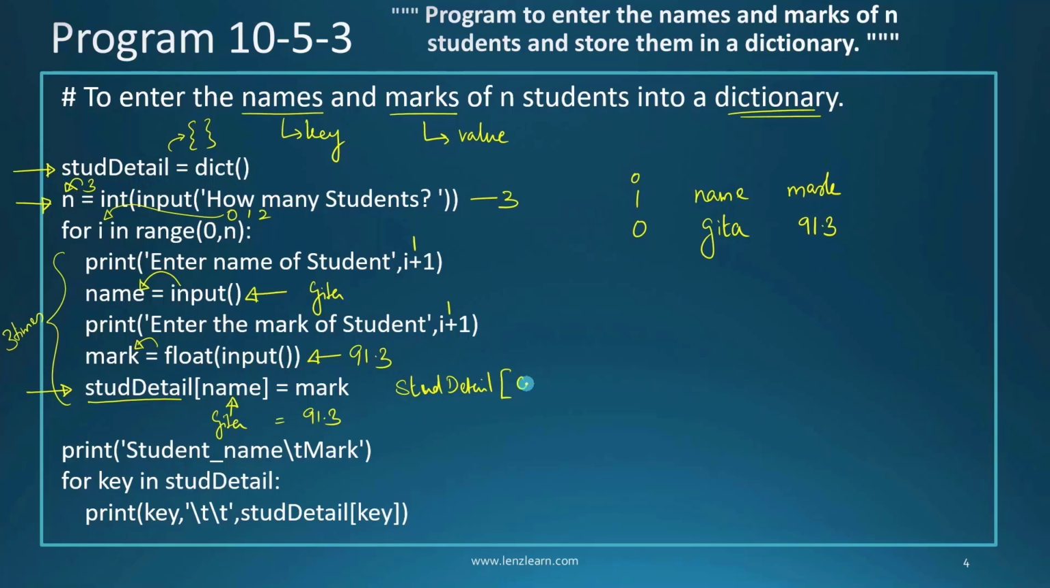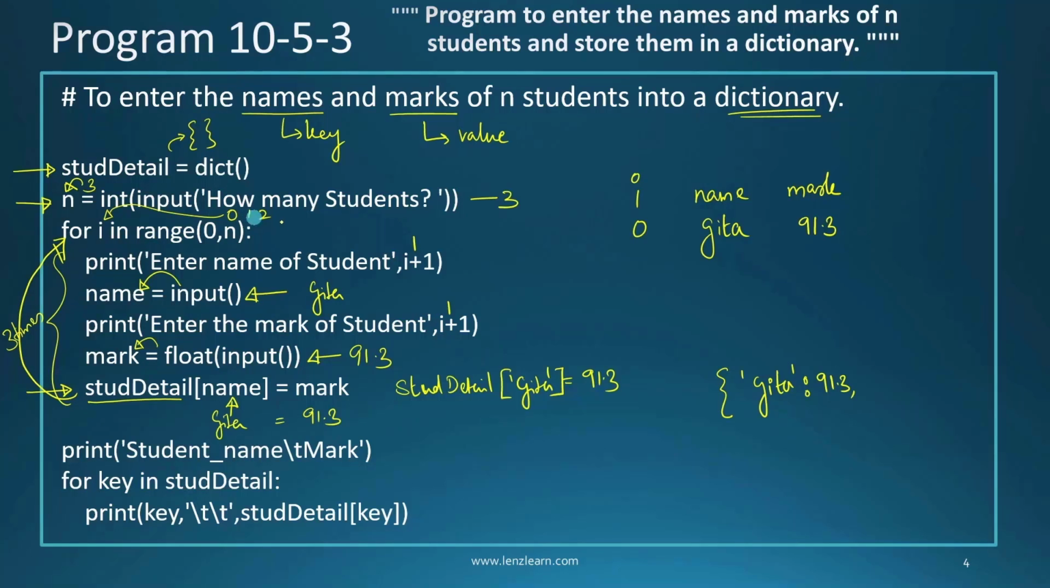So this will come like stud detail of Geeta is equal to 91.3. So now to the dictionary a new item will be added. The key will be Geeta colon and the value will be 91.3. Now the control will come back to for loop again.